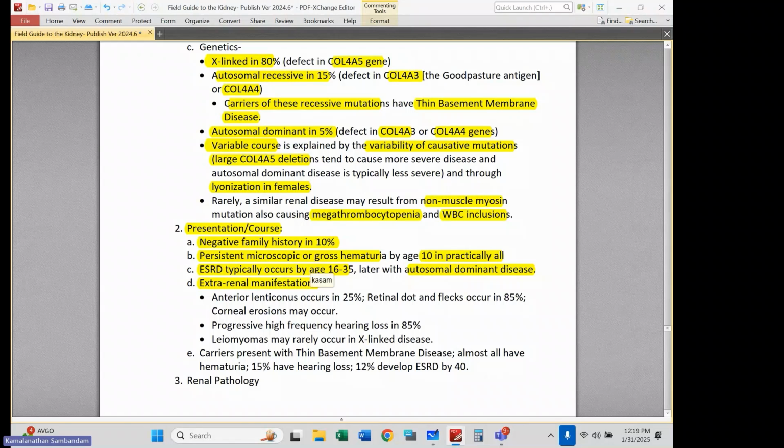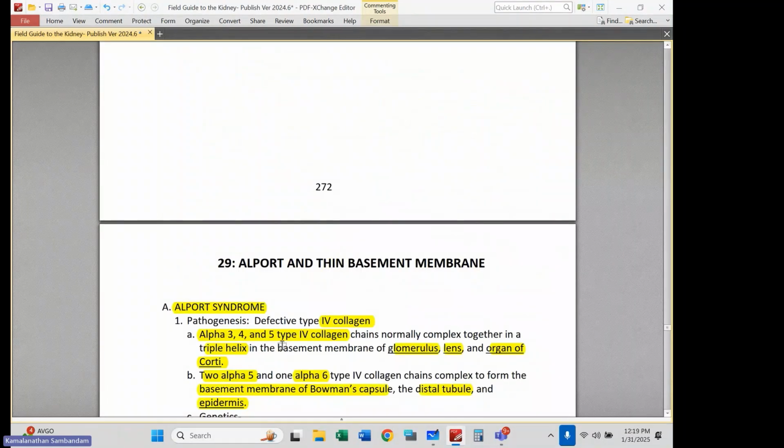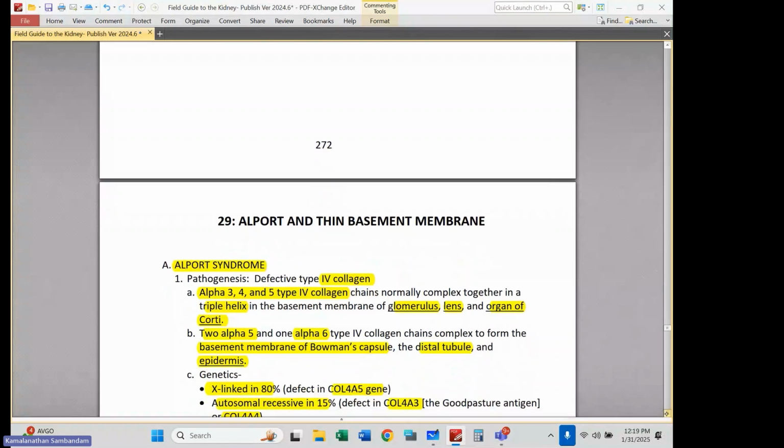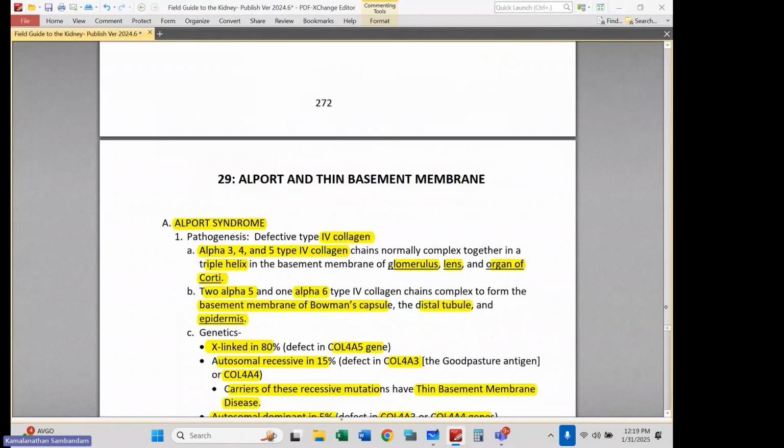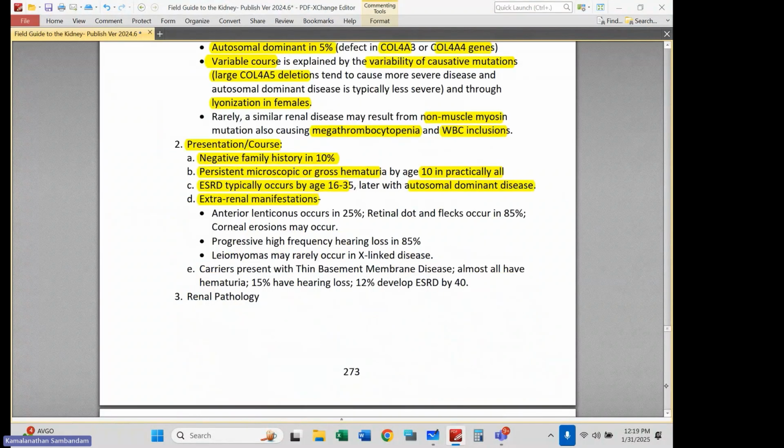Extrarenal manifestations. We talked about where these type 4 collagens end up. It's not just in the glomerulus, but you also have type 4 collagen in your eye, in your ear, as well as in your skin and in the Bowman's capsule and tubular basement membrane. Hang on to those last factoids. Again, we'll return to that as we're discussing how you might distinguish between thin basement membrane and Alport syndrome based on skin biopsy, as well as immunofluorescence on kidney biopsy specimens.